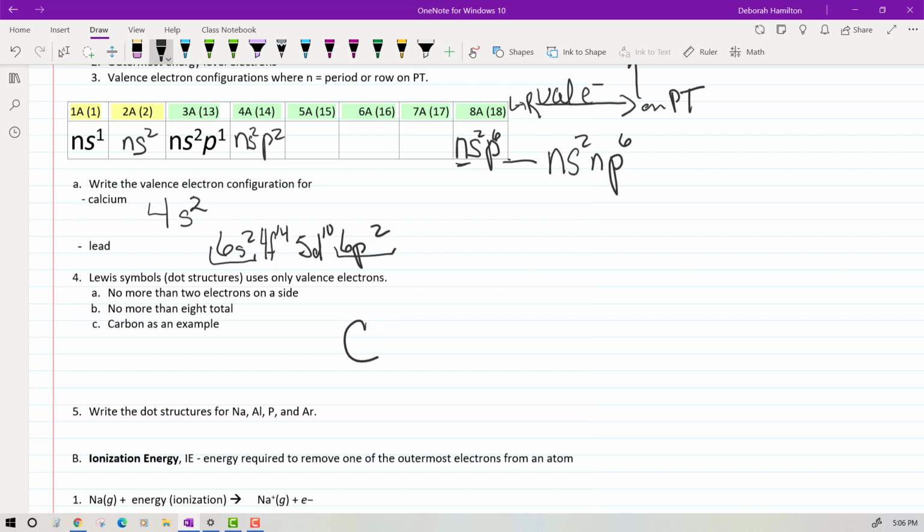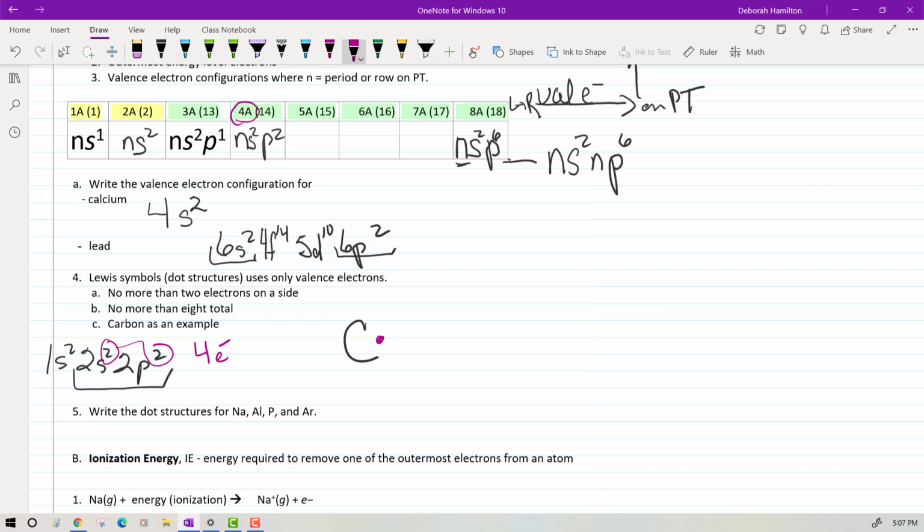Remember, its electron configuration is 1s2, 2s2, and then 2p2. I'm already jumping to the valence electrons. So its valence electron configuration is 2s2, 2p2. How many valence electrons does it have? Well, I can count these and add them, which is 4 electrons. Or I can just go to the group that we find it in, which is 4A, or 14, and the group number tells me how many electrons there are.